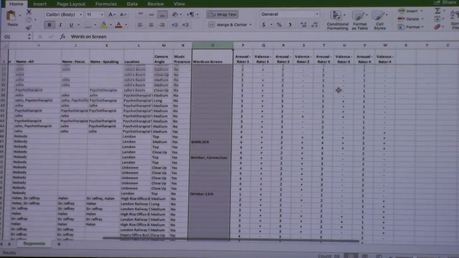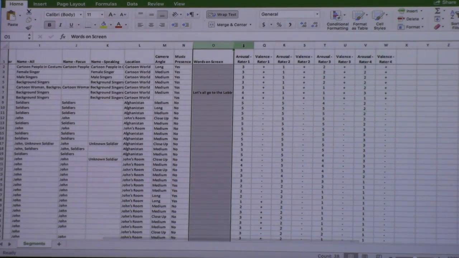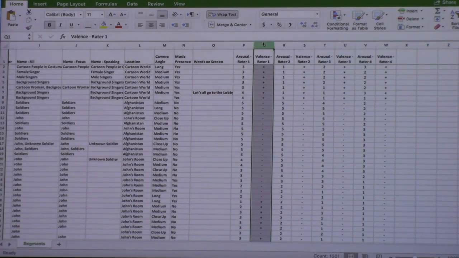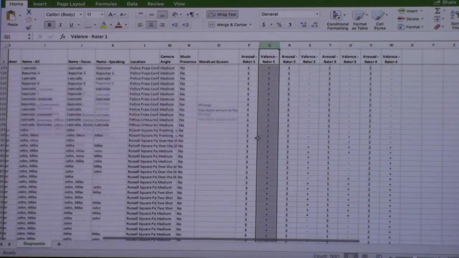And then 4 different raters rated arousal and valence for every moment of the movie. Arousal is on a scale of 1 to 5. For valence they had to choose positive or negative. There's no neutral allowed.